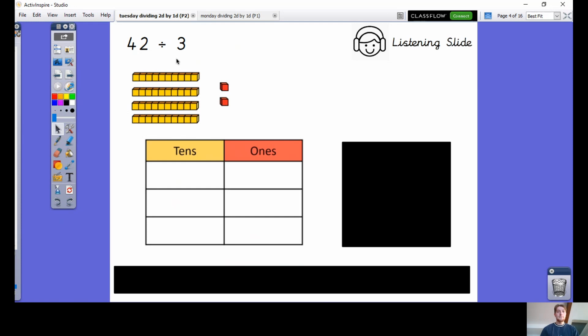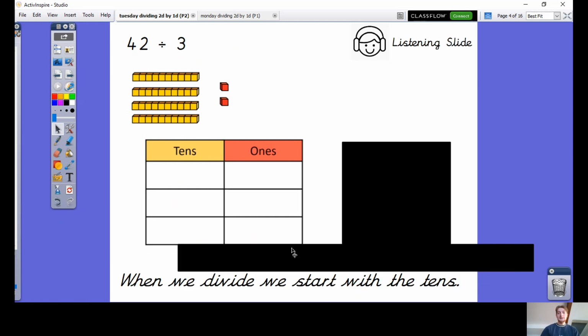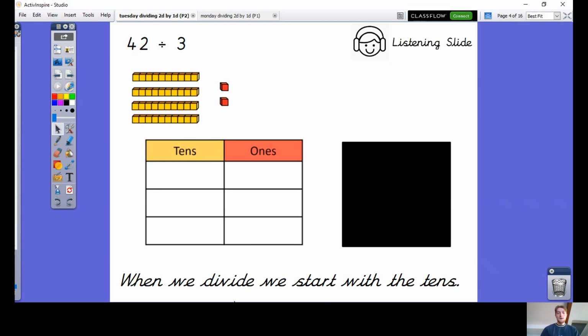42 divided by 3. Again, I've got a nice little STEM sentence to help us remember this. When we divide, we start with the tens. So I'm going to do just that. 42, I've got 4 tens and 2 ones. So I'm going to start by sharing out the tens again.